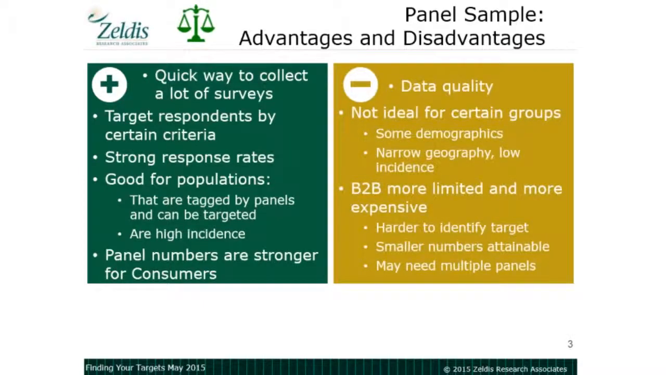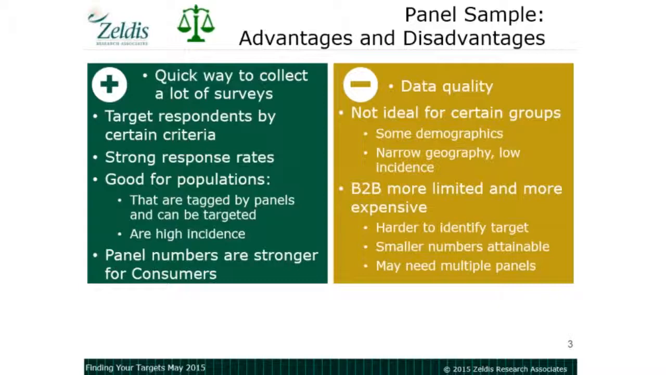Some of the disadvantages, probably the biggest one is the data quality. Everybody's pretty familiar with speeders and straight lining, but there are also panelists who want to participate in surveys and like to get their rewards and all of that, kind of trying to qualify for surveys, maybe not being as honest as we'd like them to be. They've started to learn what types of answers they should give in order to get selected for a survey. So that's a concern that we have when we're working with panels.